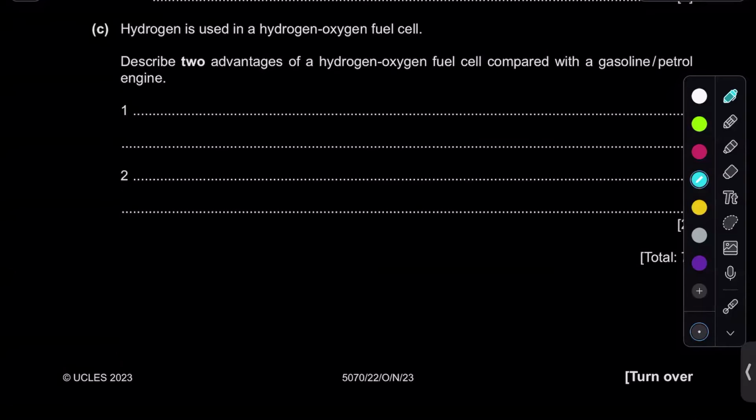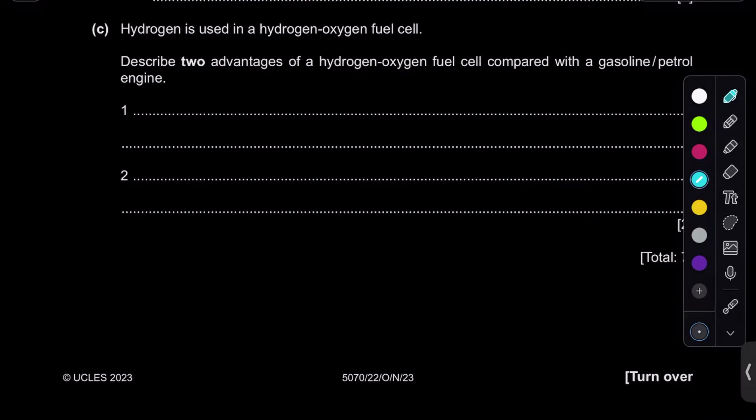Hydrogen is used in hydrogen oxygen fuel cell. Describe 2 advantages of hydrogen oxygen fuel cell. So hydrogen oxygen fuel cell has no greenhouse gases that it releases. It releases water. So it's very, very safe for the environment in that case. It does not waste a lot of energy. It basically converts them to ions, or ions के through electrical energy produce करता है. It's very, very efficient. ठीक है.